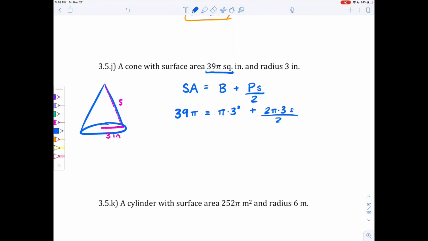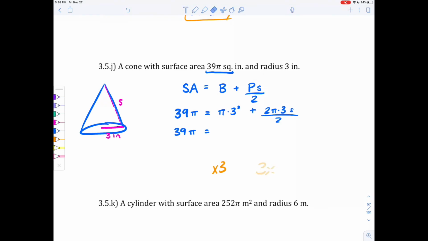Now, what I'm going to do is go through each of these terms and simplify them a little bit. So I still have 39 pi over here. Nothing's really changed. Now, 3 squared is 9. I can write pi 9, but gross. That's weird. Just like when you're writing a coefficient of x, you're not saying, well, I have x3. You say, well, I have 3x.